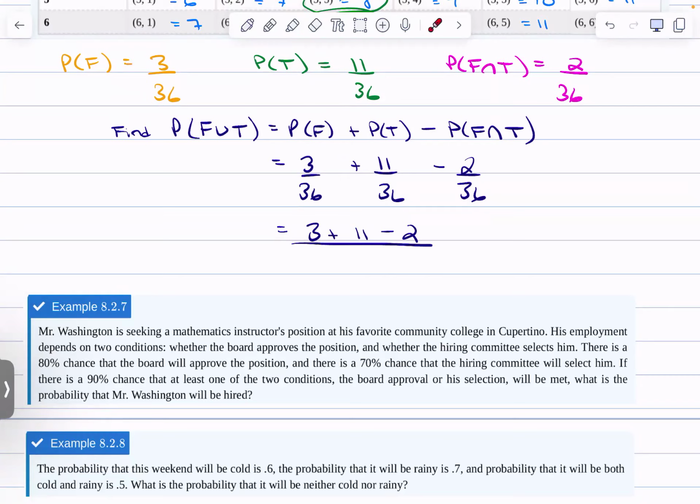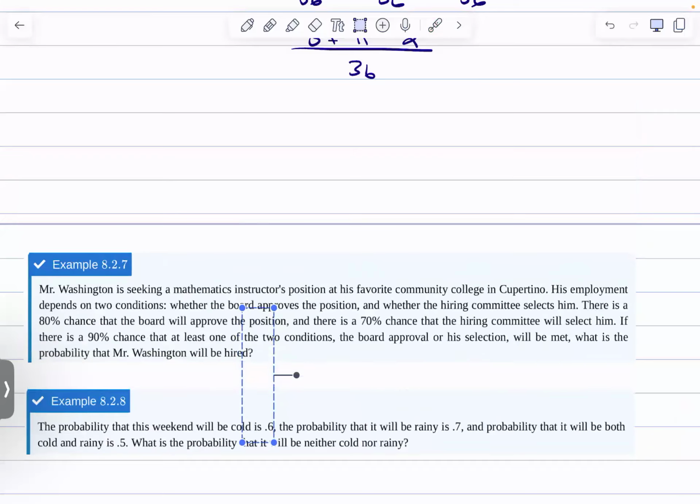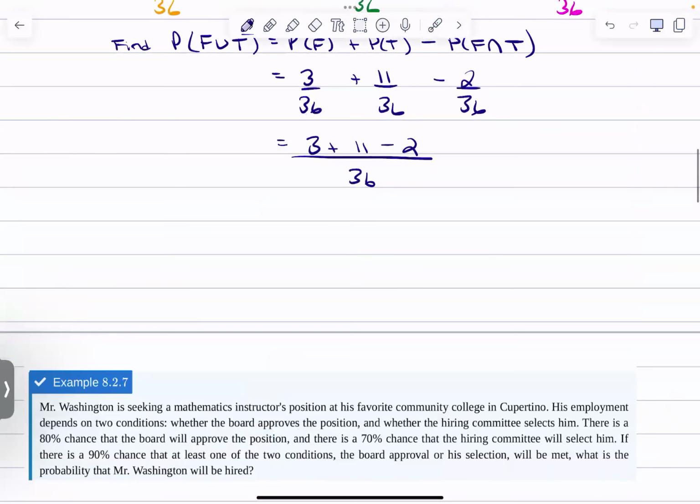How do you add fractions? You have to make sure you have a common denominator, which we do, and then you're allowed to just add across the top or subtract if you need to. 3 plus 11, 14 minus 2. I'm going to go for 12 over 36.